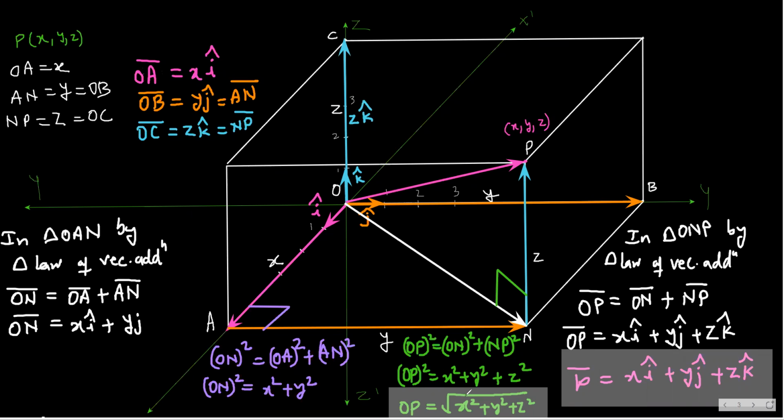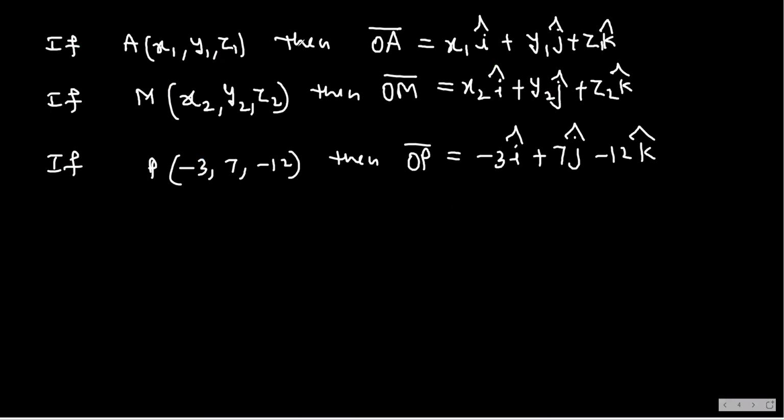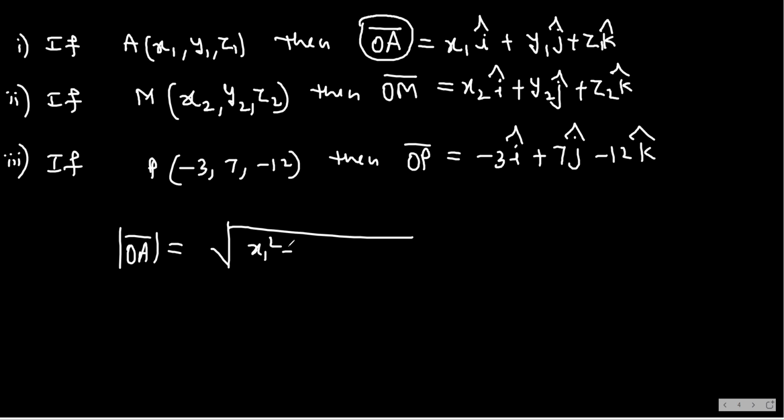The magnitude is given by square root of x square plus y square plus z square. Okay, so here, as we have written three examples, 1, 2 and 3. See here, what will be the magnitude of OA bar? Mod of OA bar will be square root of x1 square plus y1 square plus z1 square.